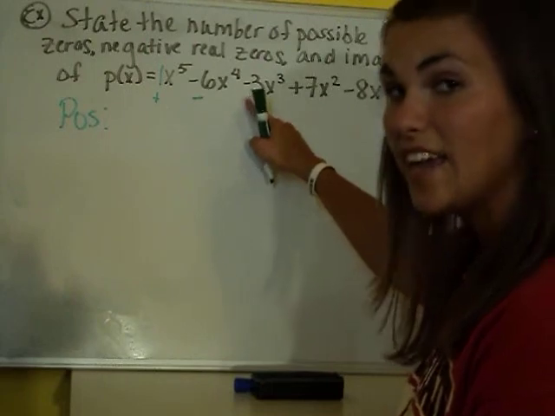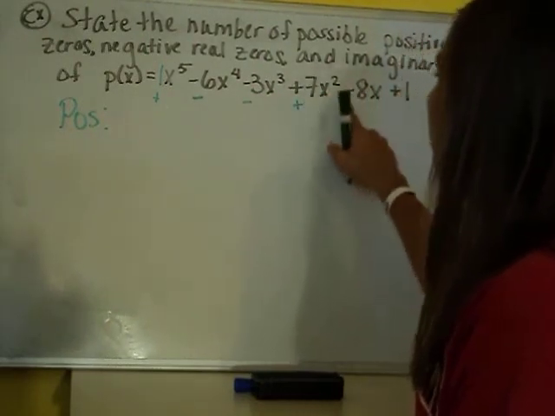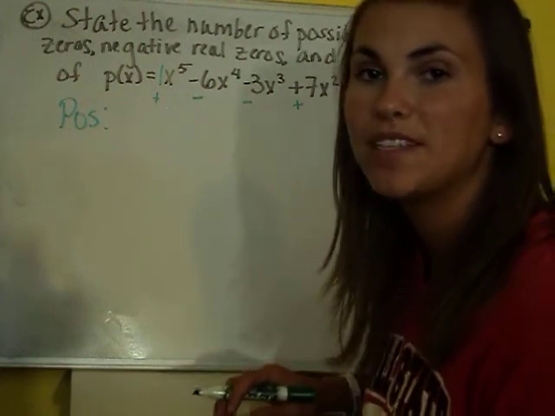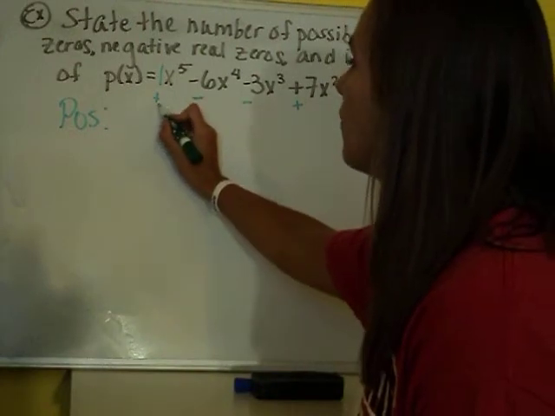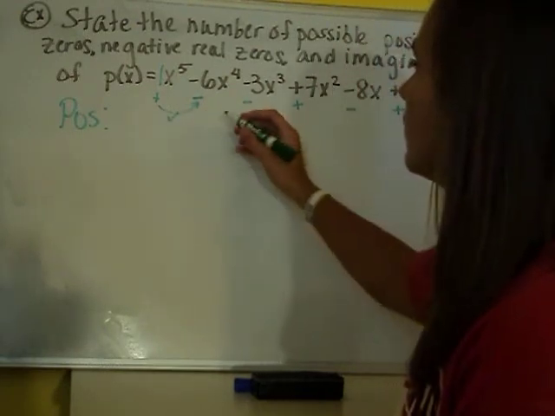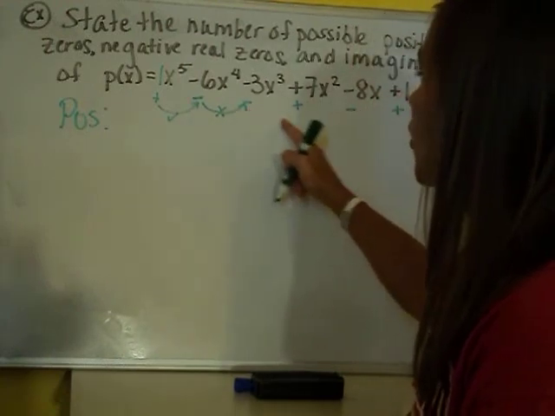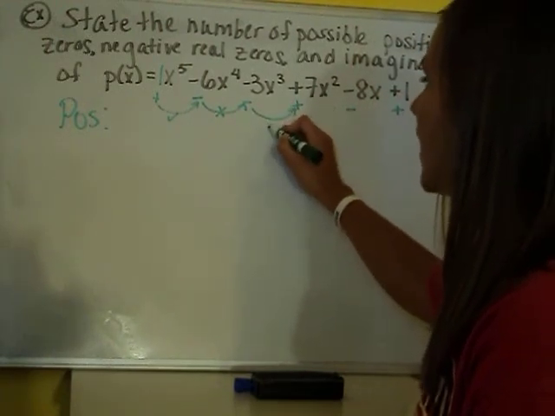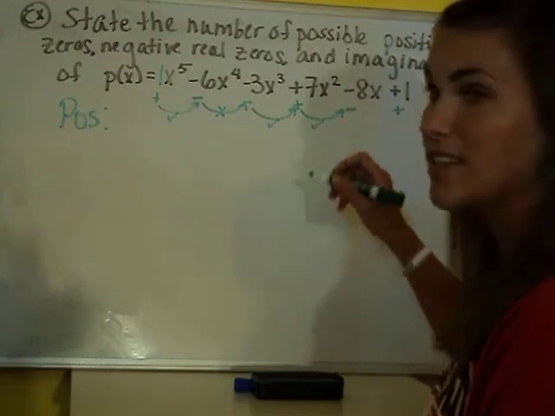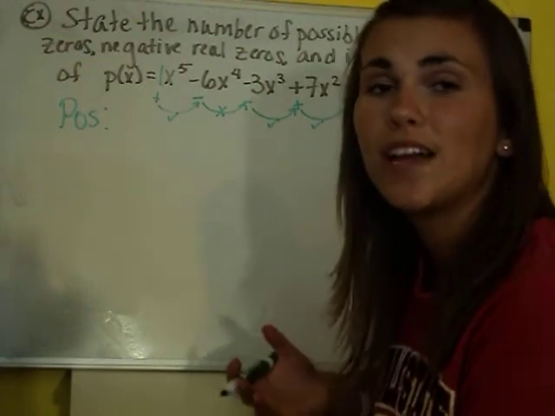Going here, this is a negative 3, so that's negative. A positive 7, -8, and a +1. So we want to count how many times the sign changes. Going from positive to negative, that is one sign change. Check. Going from negative to negative is not a sign change, so that doesn't count. Going from a negative to a positive is a sign change, so that counts. Going from positive to a negative is a sign change. And going from a negative to a positive is a sign change.